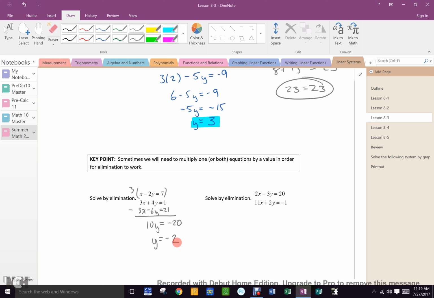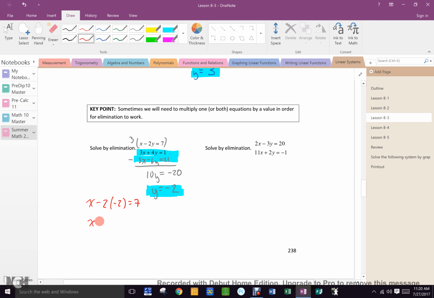Okay. Now, what does that mean for up here? Every y is negative 2. So let's choose one. Does it matter which one we work with? No. x minus 2 times minus 2 equals 7. x plus 4 equals 7. x equals 3. What then is my possible ordered pair?